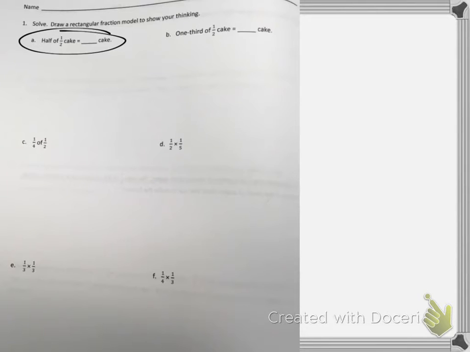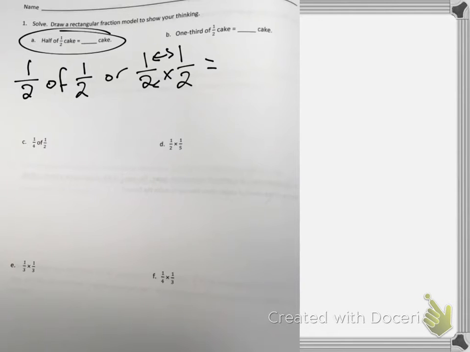Well, let's go ahead and write our multiplication sentence. So half of 1/2, or 1/2 times 1/2. And what does that equal? Well, we know through multiplication of fractions that numerator times numerator, denominator times denominator, this will equal 1/4. But how can we show that with a rectangular fraction model?